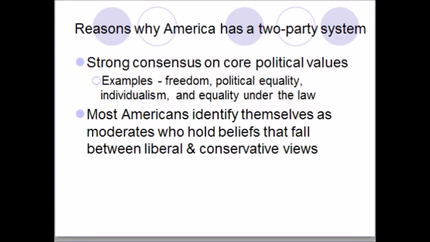So why do we have a 2-party system in the United States? We have a strong consensus on core political values. In some of the other countries with multi-party systems, there are some radical ideas. And most Americans identify themselves as moderates who hold beliefs that fall between the liberal and conservative views.